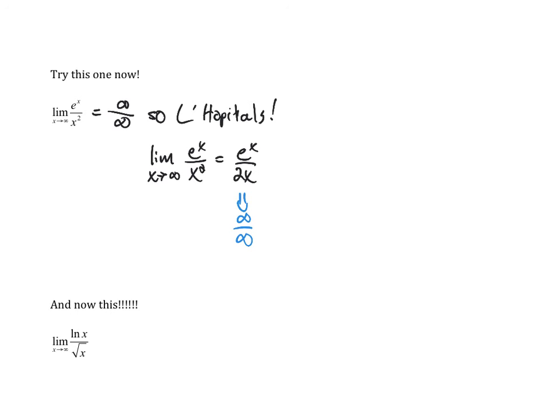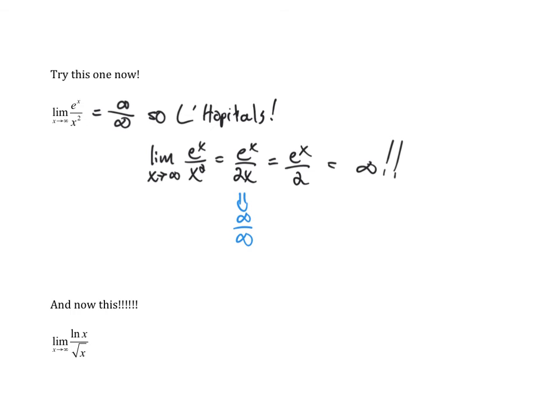So what I'm going to do is take the derivative of e to the x again, and I still get e to the x, and the derivative of the denominator, which is just 2. And I'm going to try replugging in again. And when I do that, I get infinity in the numerator, but I get 2 in the denominator, which means the overall limit, infinity over 2, is just going to be infinity. So the limit as x approaches infinity of e to the x over x squared is just going to be infinity.